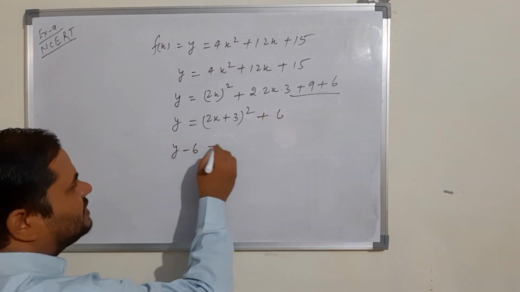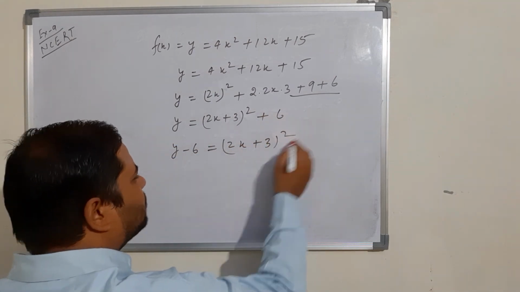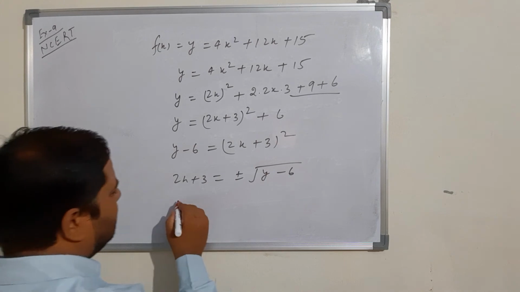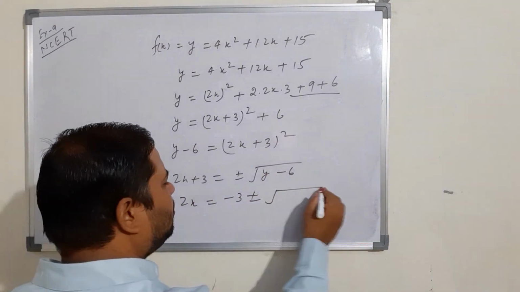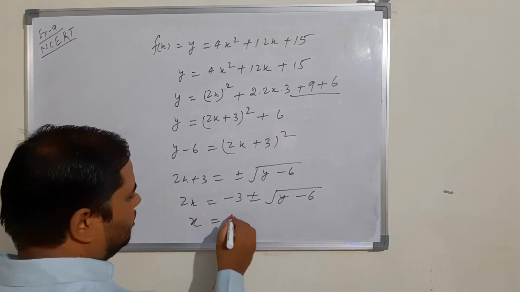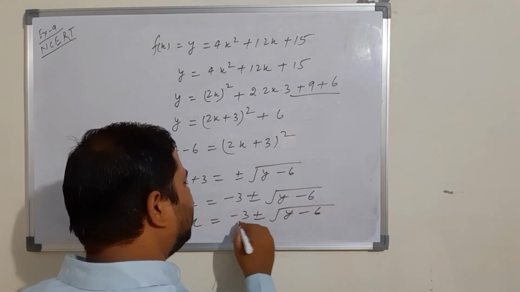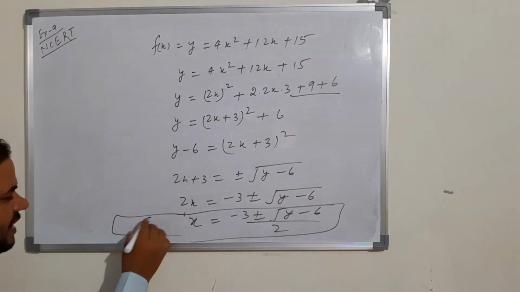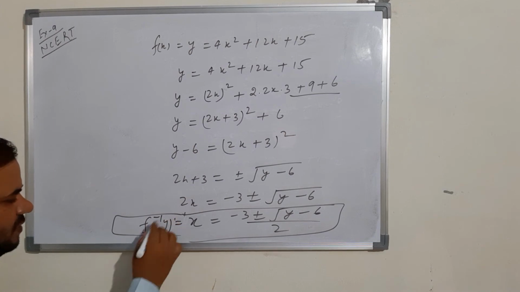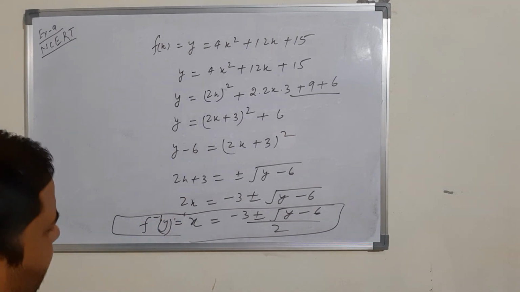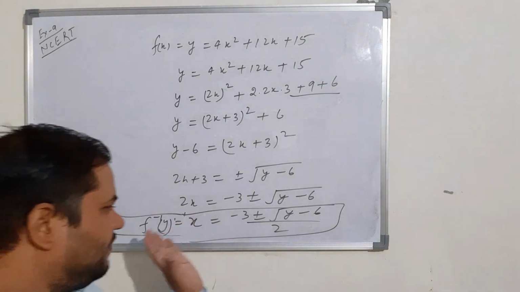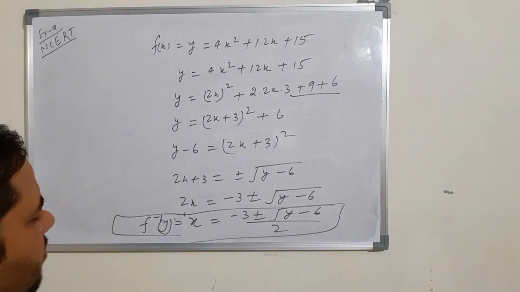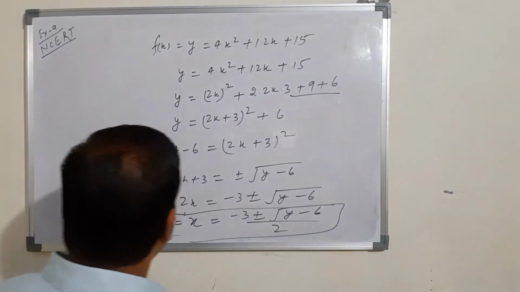So we can write it as y minus 6 is equal to (2x plus 3) whole square. So 2x plus 3 is nothing but plus minus root of y minus 6. So 2x is equal to minus 3 plus minus root of y minus 6, and x is equal to minus 3 plus minus root of y minus 6 divided by 2. So this is the value of x, and this is nothing but f inverse of y. If you want to write this as f inverse x, f inverse x is equal to minus 3 plus minus root of y minus 6 divided by 2. Only one you have to take: minus 3 plus root of y minus 6 divided by 2.